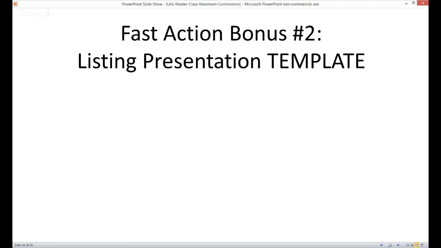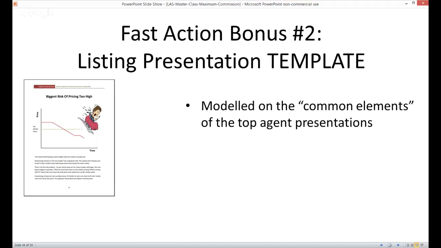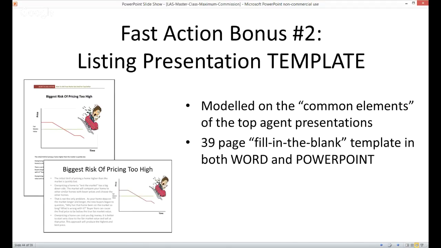All right, then we've got fast action bonus number two, the listing presentation template. So again, I looked at all these folks and what they were doing, and I said, let's model the common elements of each of the top agents' listing presentations. And I came up with this 39-page fill-in-the-blank template in both Word and PowerPoint. So you can see it in Word, you can make modifications quickly.